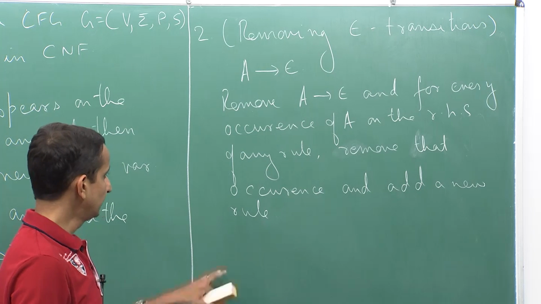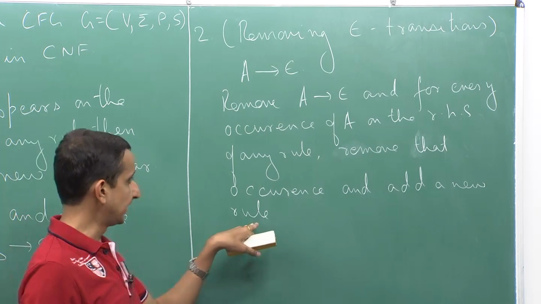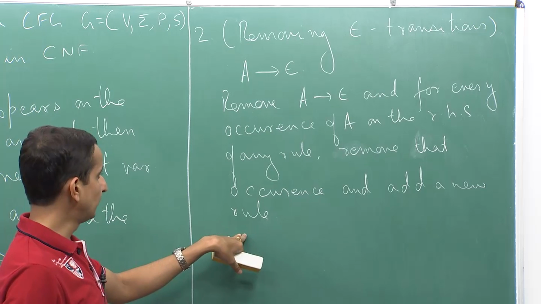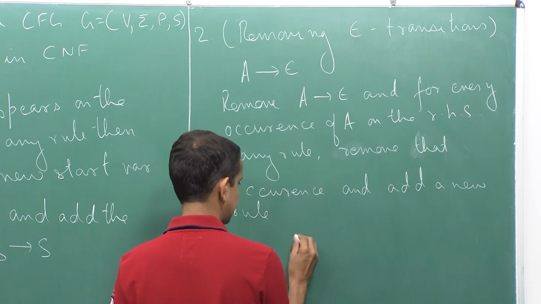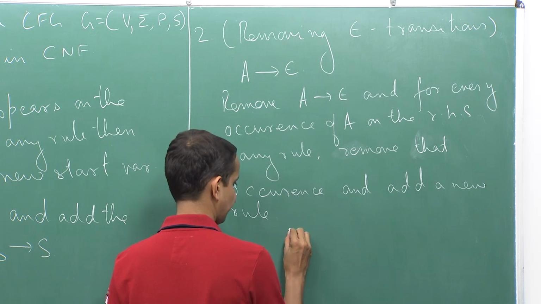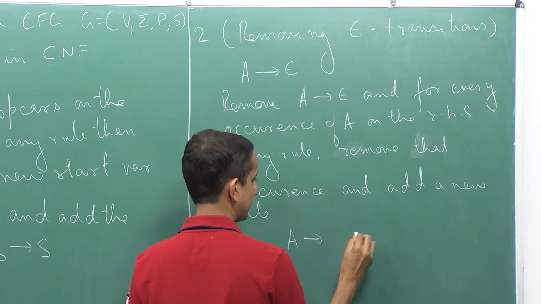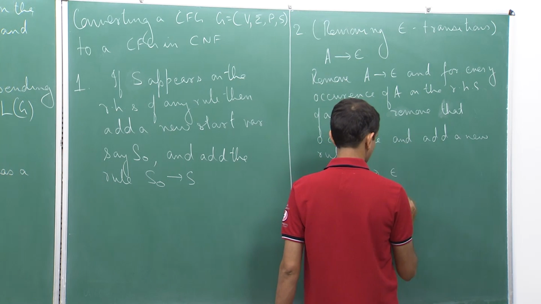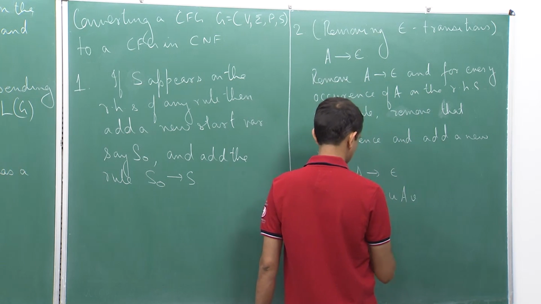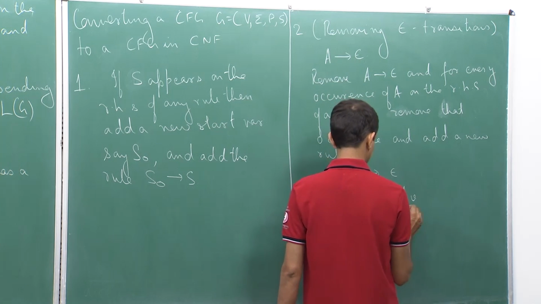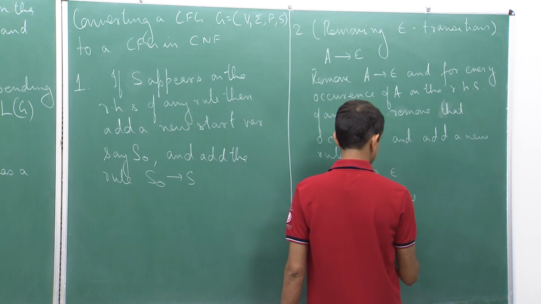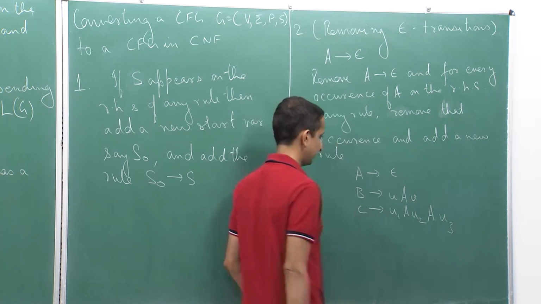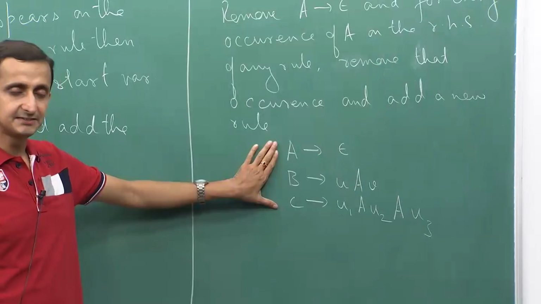Okay. So, in addition, yeah, so we do this. So now let's look at an example to motivate this. So let's say that we have something like A going to epsilon and B going to U A V, and we have C going to, let's say, U1 A U2 A U3. Okay. So let's say that we have a grammar where these three rules are present.